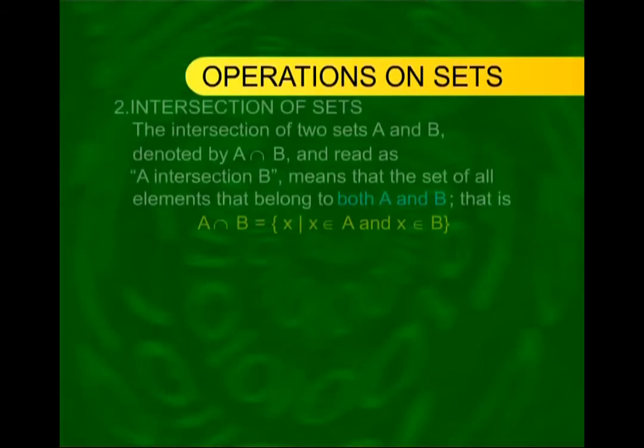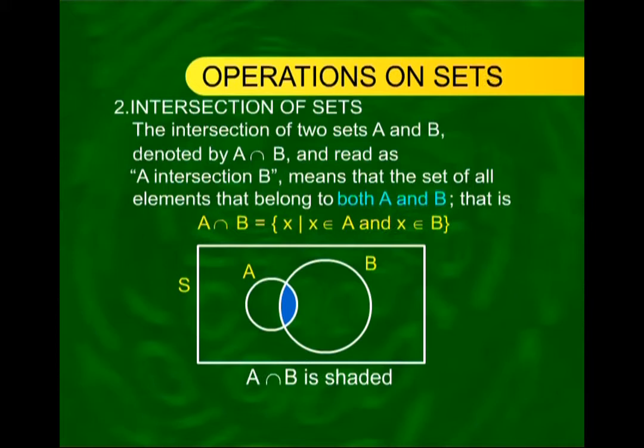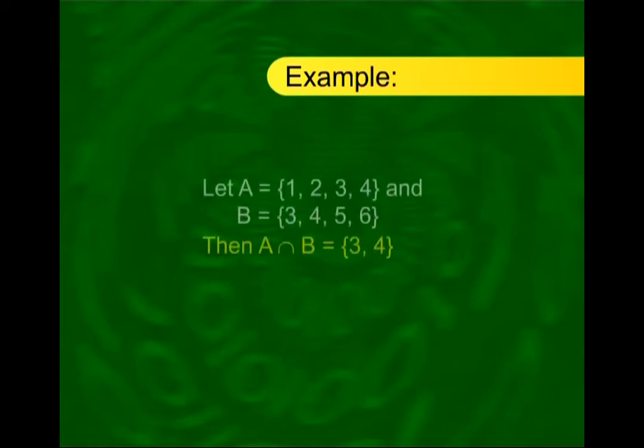The intersection of two sets A and B means that set in which the elements belong to both A and B. For example, if set A consists of 1, 2, 3, 4 and set B consists of 3, 4, 5 and 6, then A intersection B is the set of the elements 3 and 4, as these are the two elements which belong to both A and B.